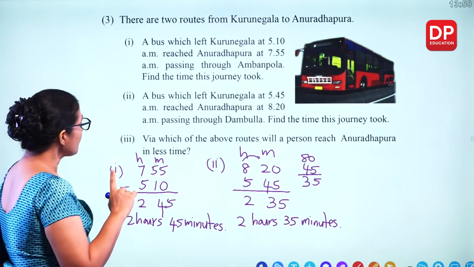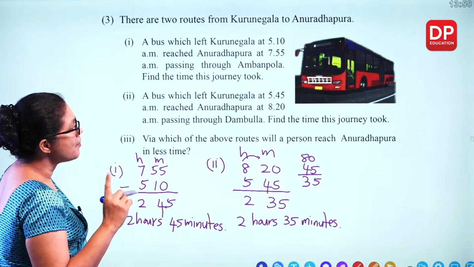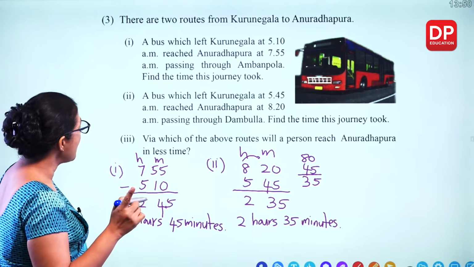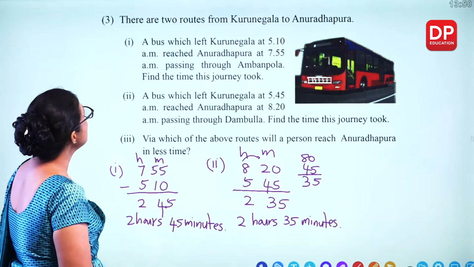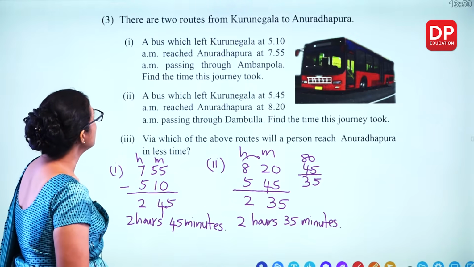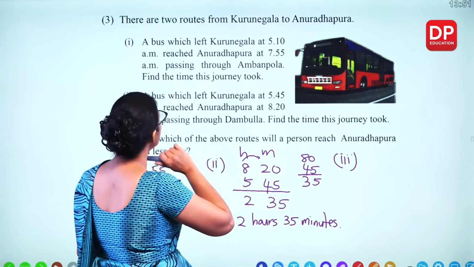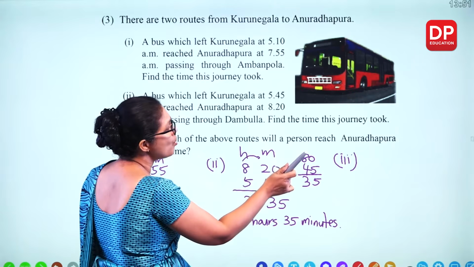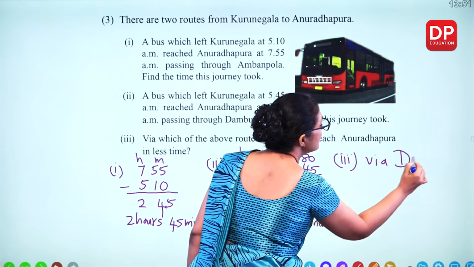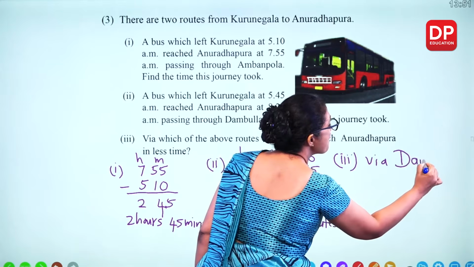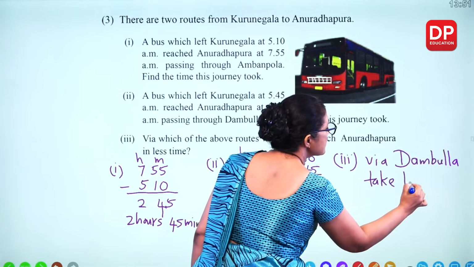Third part. Which of the above routes will a person reach Anuradhapura in less time? Which one? Second method. Second method means through Dambulla. That's the easiest way to get to Anuradhapura. So we can write via Dambulla takes less time.